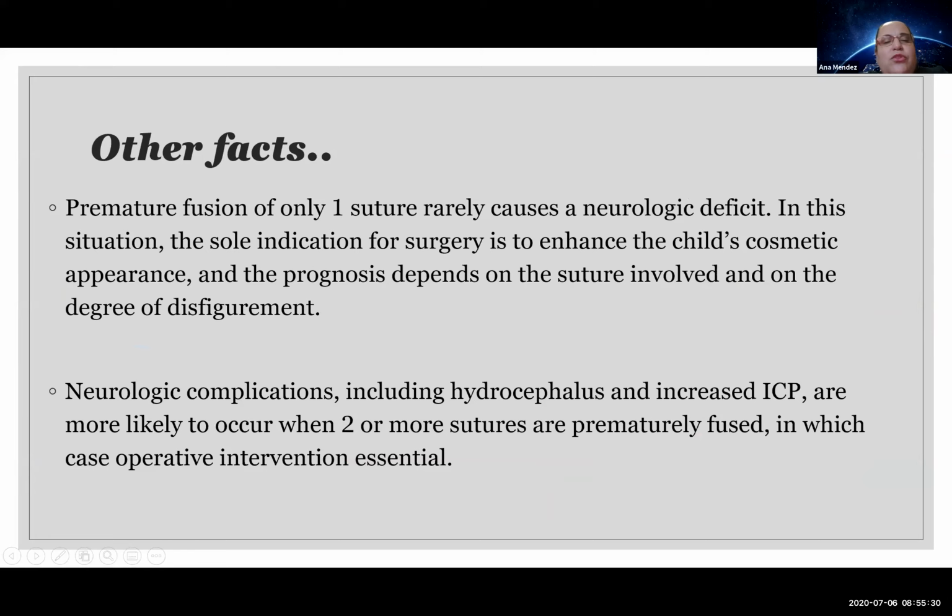Other facts: premature fusion of one suture rarely causes a neurological deficit. In this situation, the sole indication for surgery is to enhance the child's cosmetic appearance, and the prognosis depends on the suture involved and the degree of disfigurement. Neurologic complications, including hydrocephalus and increased intracranial pressure, are more likely to occur when there are two or more sutures involved or prematurely fused, in which case operative intervention is essential to avoid hydrocephalus.